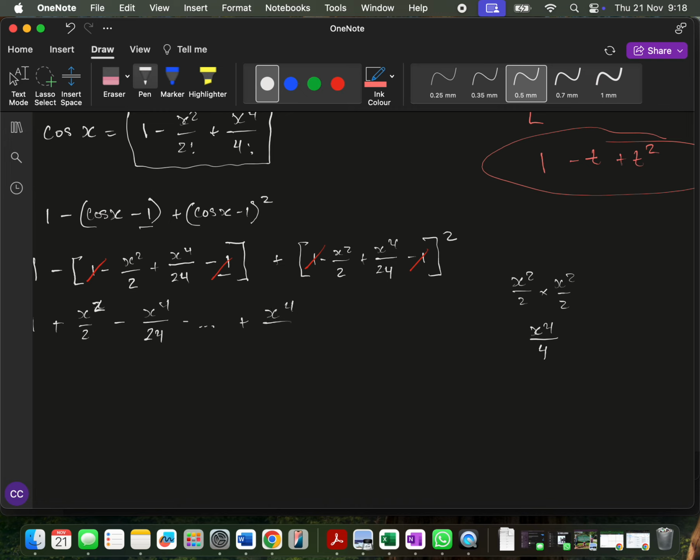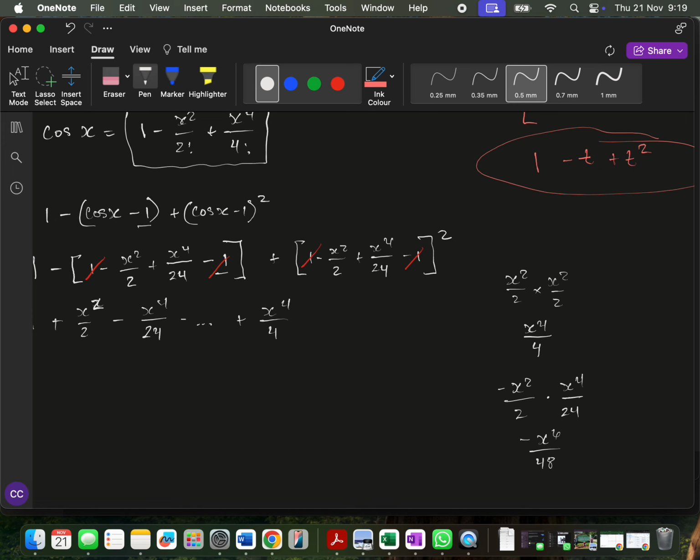X to the 4th over 4. And then my next one would be negative x squared. That is a minus there, but because I'm squaring it, I get a positive. So I get x squared over 2 times x to the 4th over 24. So that's going to give me negative x to the 6th over 48.